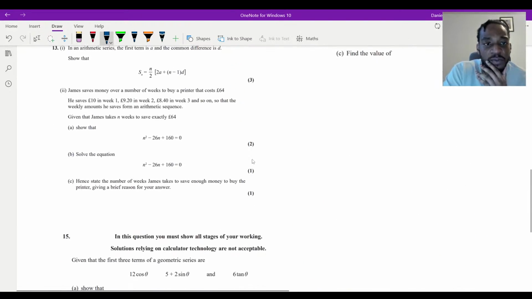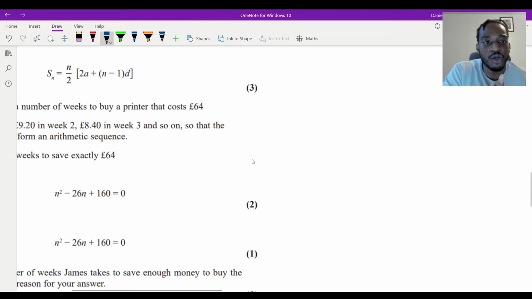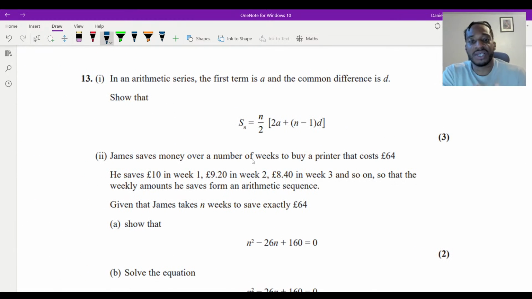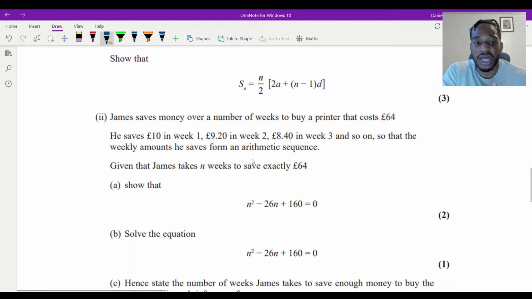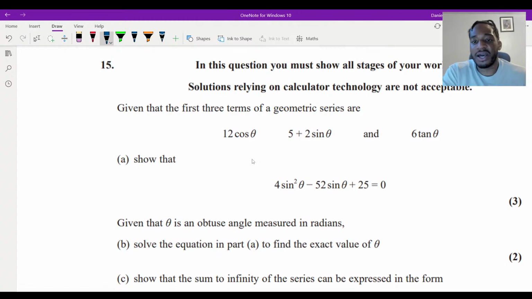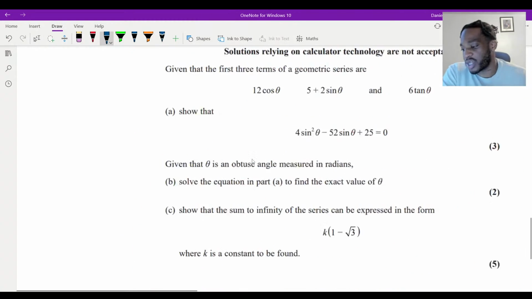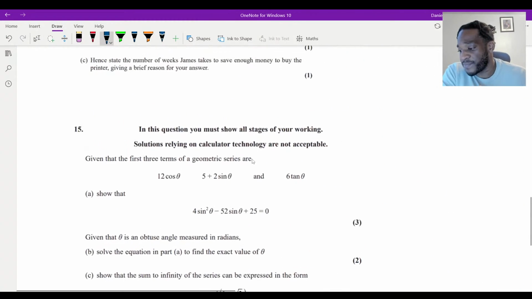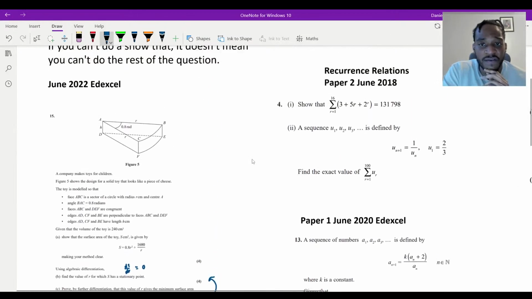And then what else do I have? I think I've got a couple of other examples here as well. These are show that you get the sum to n terms. That's in my TikTok, by the way, if you want to watch that. But that doesn't mean you can't do part A and part B. This one again, show that you get that. That doesn't mean you can't do the rest of the question. That's super important, right?